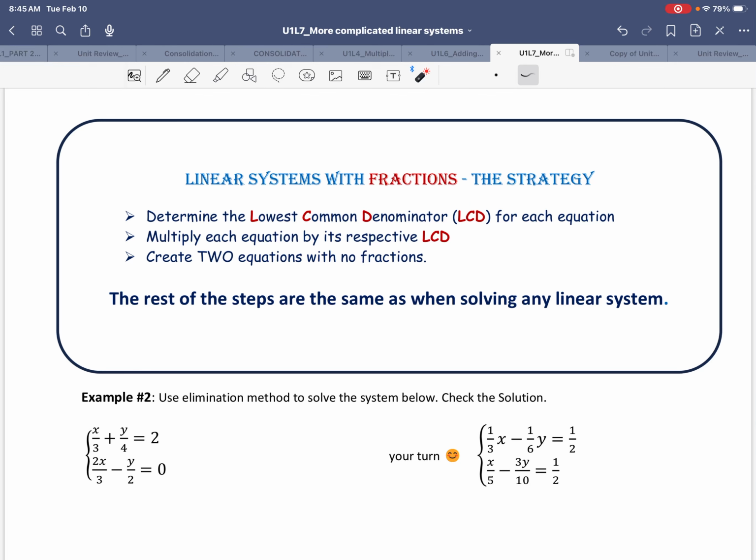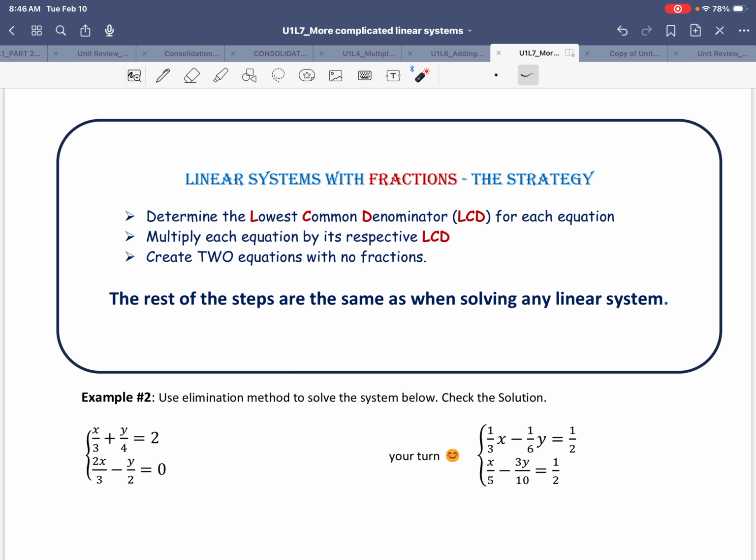Hi everyone, let's solve together some systems of equations with fractions. So the strategy that we're going to follow is by determining the lowest common denominator for each equation first, and then we're going to use that lowest common denominator to eliminate the denominators in each fraction, and then this will help us create two equations with no fractions, which we know how to solve.